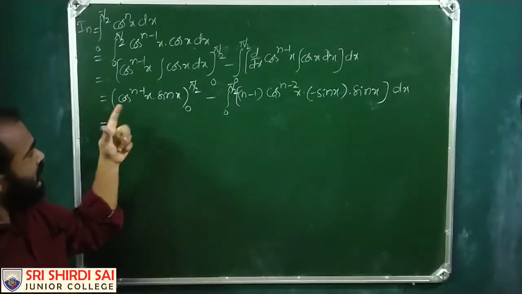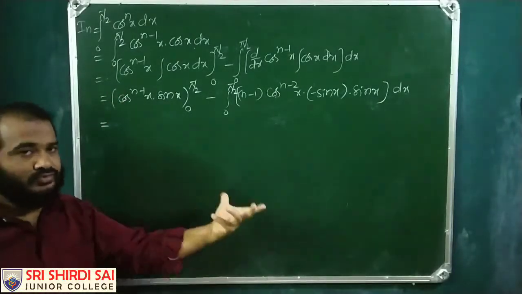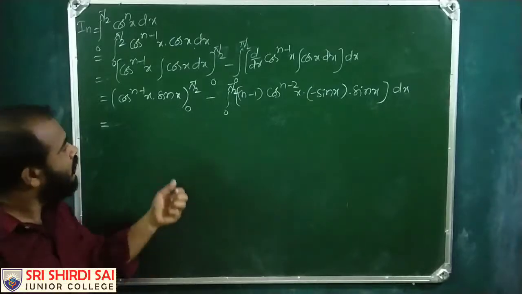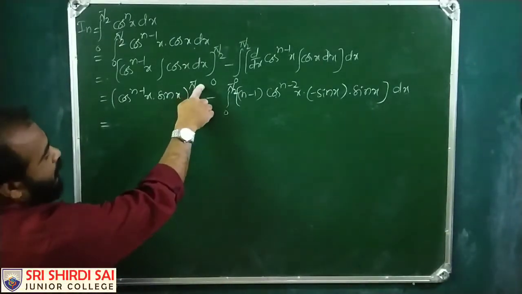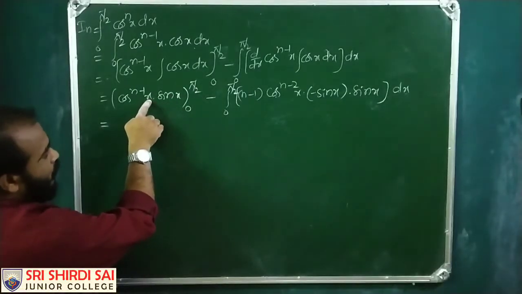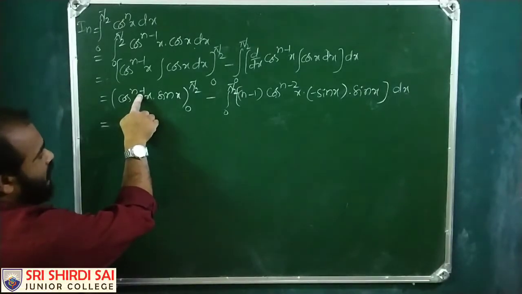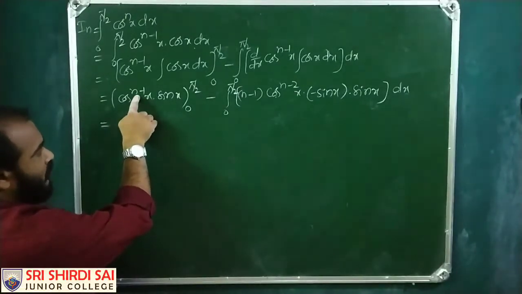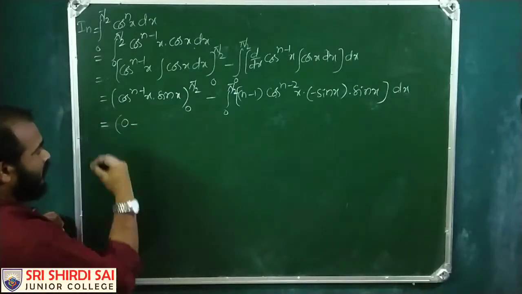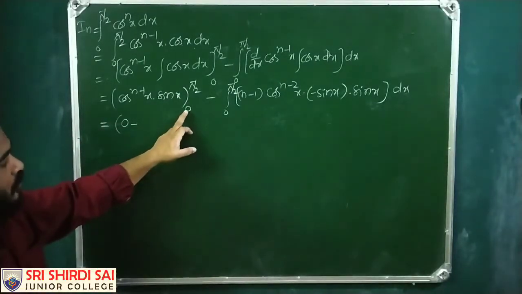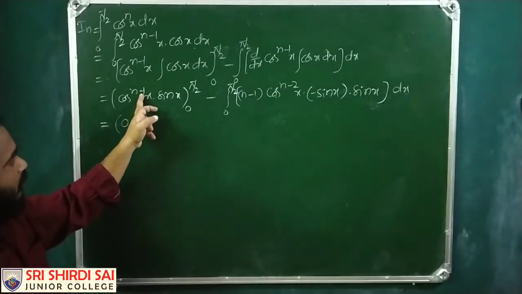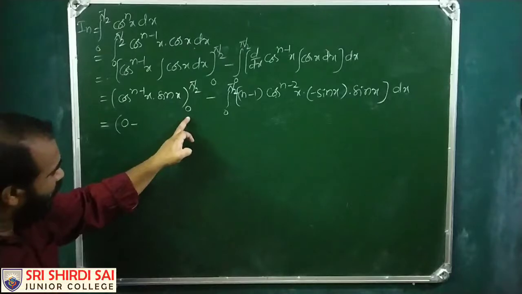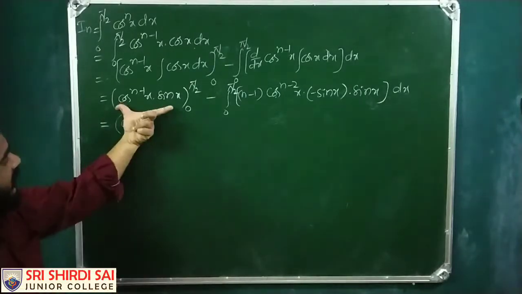Since the symbol of integration is not there here, you can now substitute the limits. In the place of x, substitute the upper limit. Cos x is pi by 2. Cos pi by 2 is 0, whole power n minus 1. So 0 whole power n minus 1 is 0 into something is 0. Lower limit, substitute this here. Cos power n minus 1 into 0. So cos 0 is 1, whole power n minus 1 is 1, but sin 0 is 0. So as a whole, everything is 0 here.